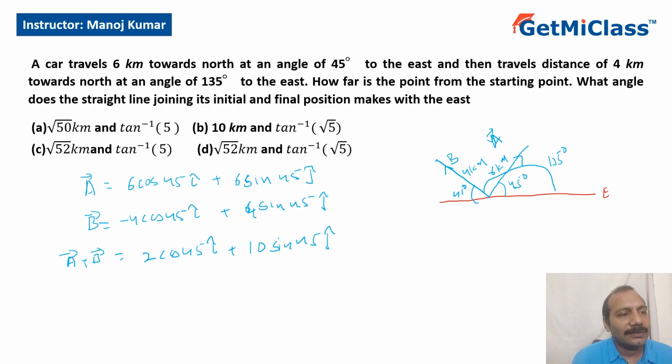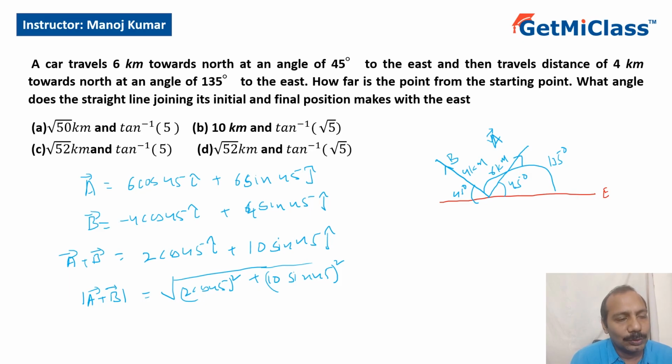So let's find the magnitude. Magnitude of A plus B would be equal to the square root of (2 cos 45) squared plus (10 sin 45) squared. Sin 45 or cos 45 is 1 by root 2. So if I put it that way, under root of (2 by root 2) whole squared, that is root 2 squared, that becomes 2, plus 10 by root 2 is 5 root 2, and (5 root 2) whole squared would be 25 into 2, 50. So the answer for this would be root 52 kilometers.